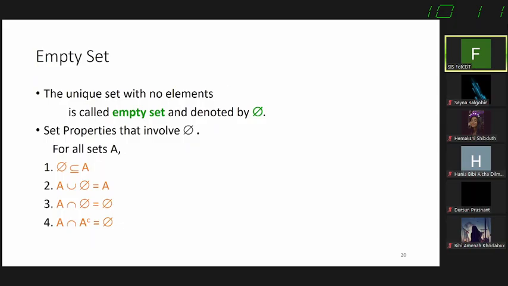The empty set, a unique set with no elements, is called the empty set and denoted by this symbol. The set properties that involve this: for all sets A, this is always a subset of A. A union an empty set is A. A intersection null is null. A intersection the complement of A is null as well. So what you're saying is that this is A and this is B. Whatever is outside A is this, so it's B, right? So A intersection this, there is nothing in common, that would be null.